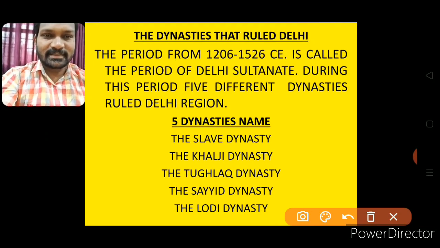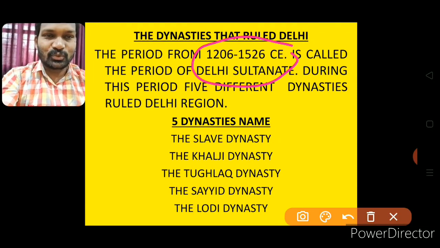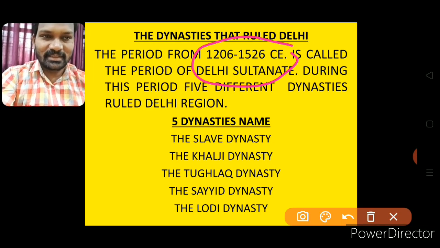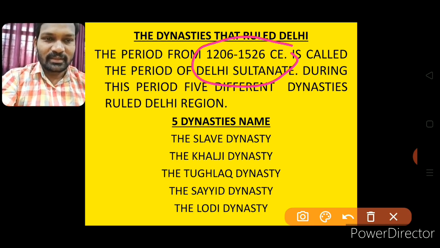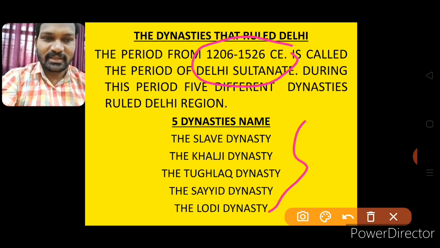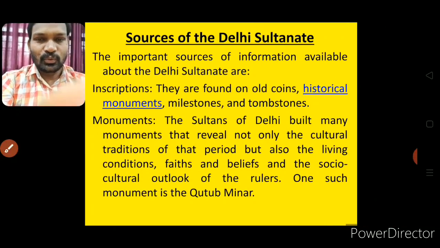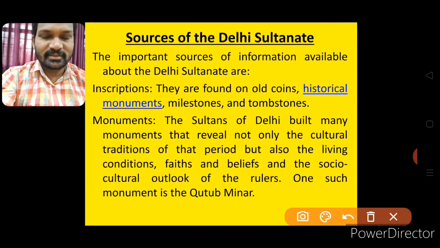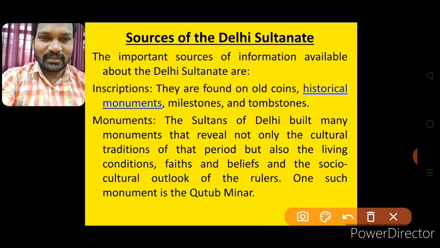Here is the dynasty that ruled Delhi from 1206 to 1526 CE, and this period is also called the Delhi Sultanate. So these are the 5 dynasties we will be studying in this chapter: Slave dynasty, Khalji dynasty, Tughlaq dynasty, Sayyid dynasty and Lodi dynasty. So we will see the sources of the Delhi Sultanate.